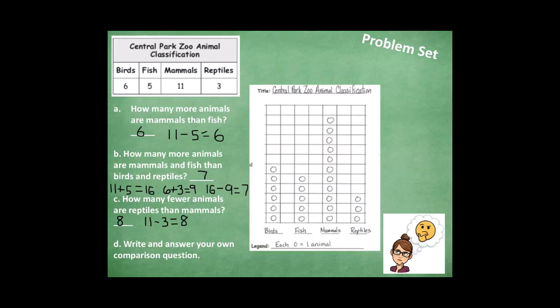C. How many fewer animals are reptiles than mammals? Reptiles had a very small number with 3, and mammals had a large number of 11. So to find the difference between the two, I decided to subtract 3 reptiles from 11 mammals, and I came up with 8. There are 8 fewer reptiles than mammals.